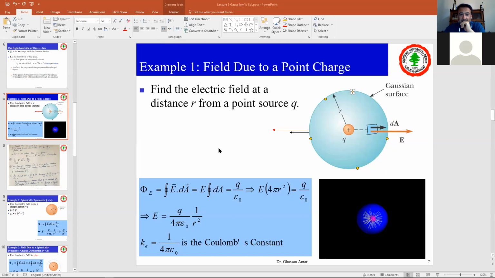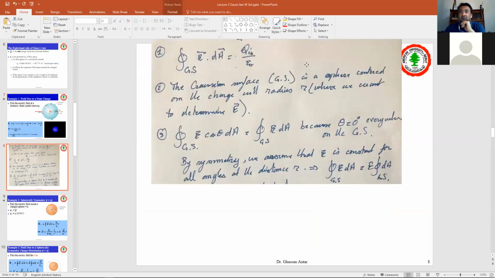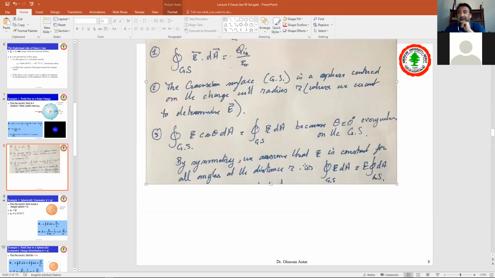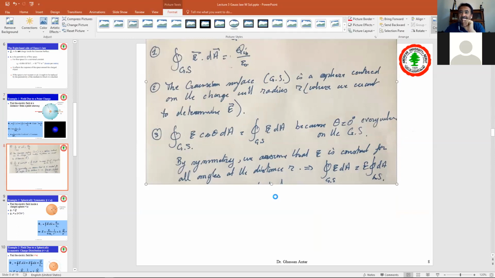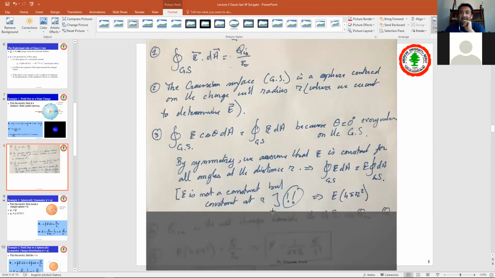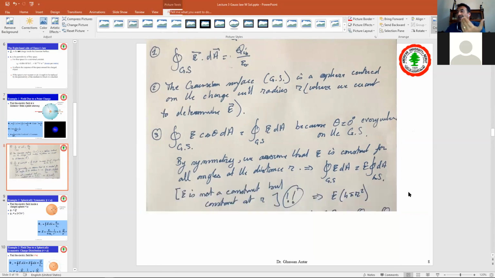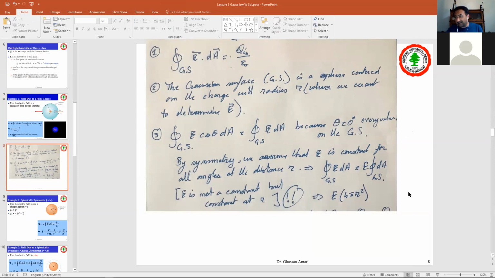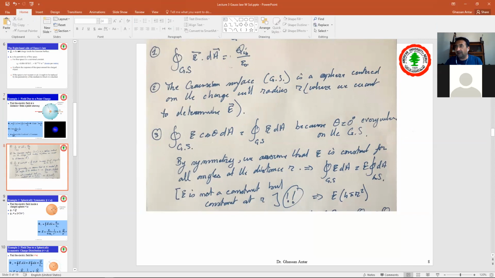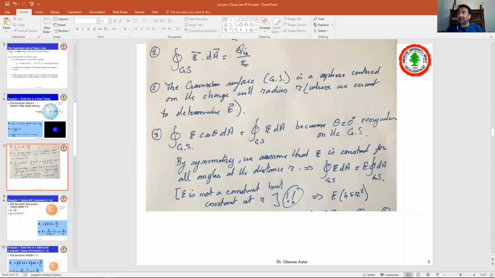So for this reason, what we can say is that my E is constant at r, and E is not constant. I'll come back to that. So E is not constant. If you are solving the problem and I'm correcting, and you tell me that E is constant, you will not get the full grade. The reason is that E is not constant, but E is constant at r. So if r changes, E changes, and we will see that.